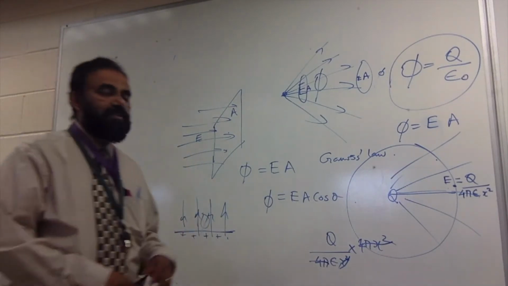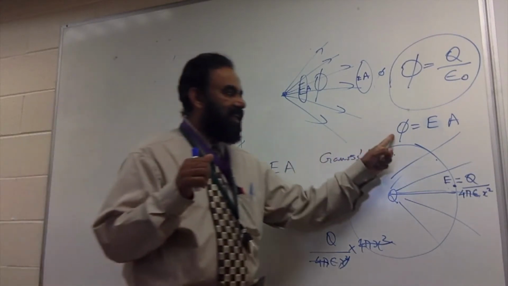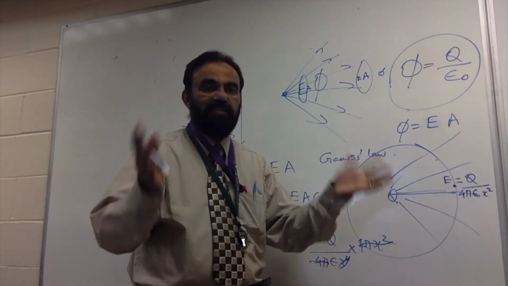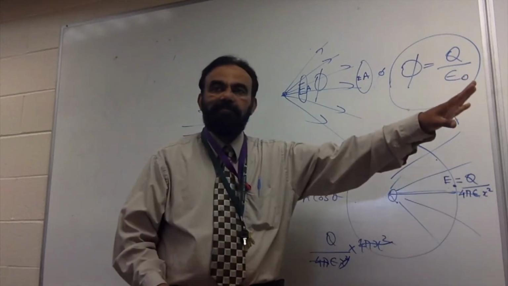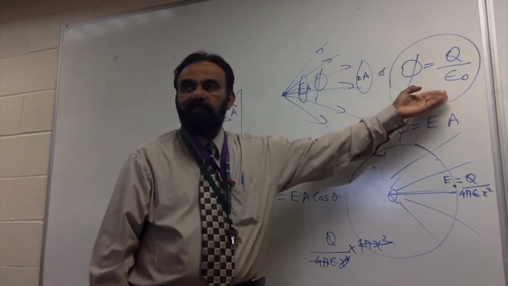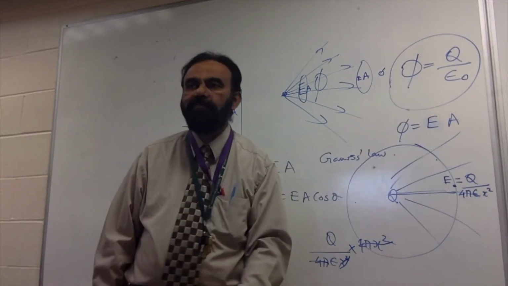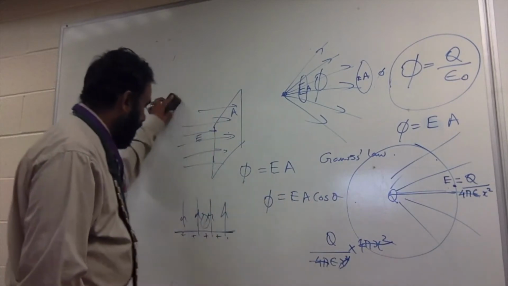So no matter what sort of shape you are putting it in, the electric flux that can go out through a certain surface is EA. And in this case, it is simply that. So if you know the charge that is enclosed, just that. Okay? That will help you do that question.